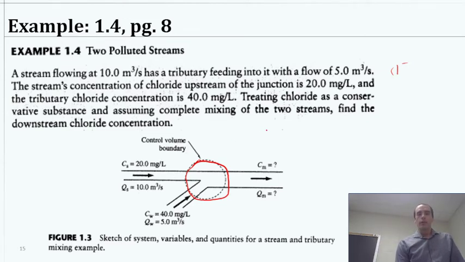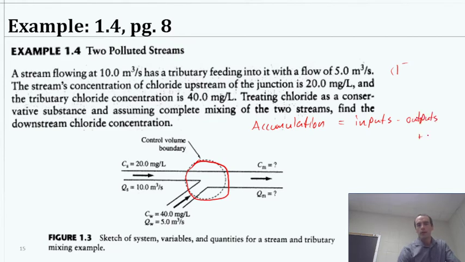Okay, so I'm going to let you do that. And again, just keep in mind ultimately a mass balance is going to look like this. Accumulation is equal to input rates minus the outputs plus whatever reactions. We want to find the downstream concentration.